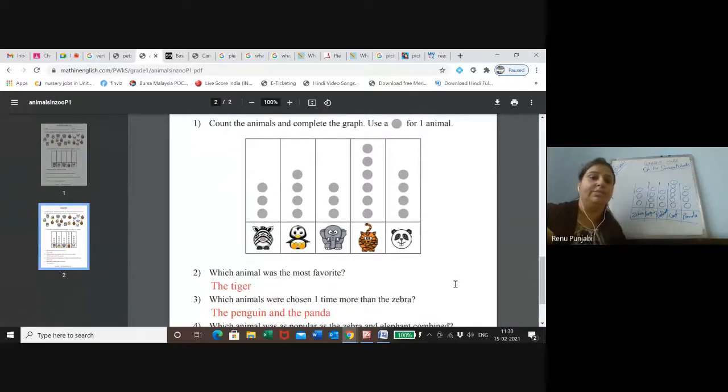Which animal was the most favorite? It was tiger. So we write tiger, not cat. But it was visible to us as a cat. So write tiger. The tiger was the most.